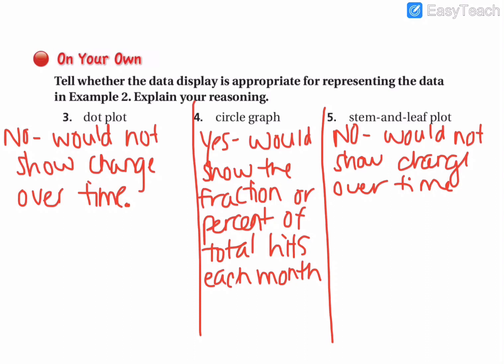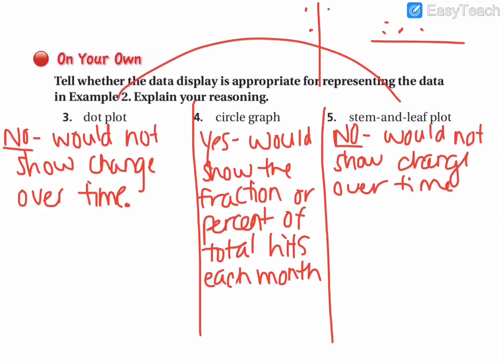Okay, so dot plot, stem and leaf, not super appropriate. Dot plot is not going to show the change over time. It's just going to show how many were in this and this and this and so on. Stem and leaf and dot plots are basically the same thing, just kind of turned sideways. A dot plot looks like this way, whereas a stem and leaf is like this. So those basically being the same thing, not really appropriate.